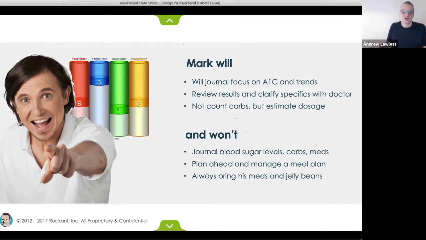I will not journal how many carbs I've had or the medications I've taken. I will not plan ahead and manage, like a meal plan, for example. I'm the one who goes to the restaurant and figures it out then, right? Or I wait for dinner to be ready, put stuff on my plate, and then I would say, okay, now I need to take my medication. I'm not going to plan this ahead or have a checklist on what I need to buy in order to stay healthy, or cook healthy rather.